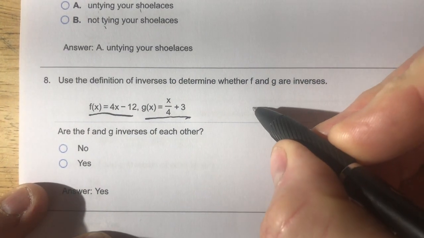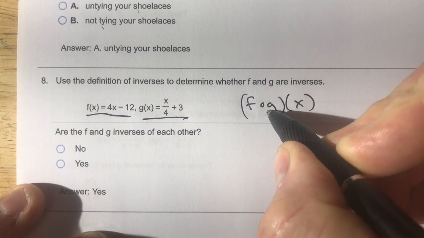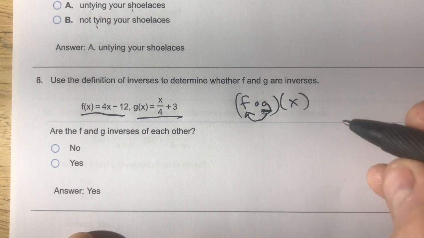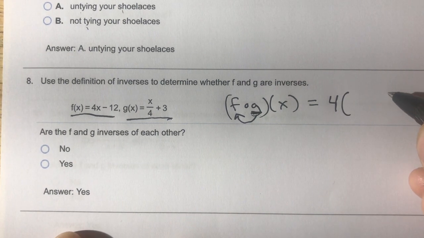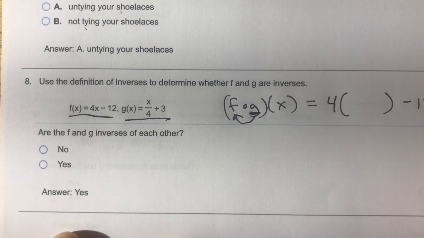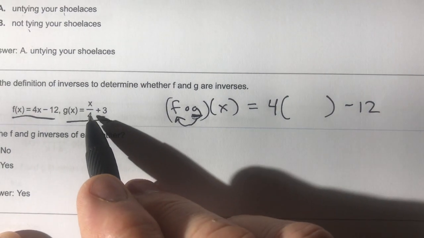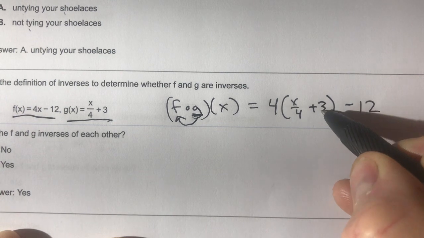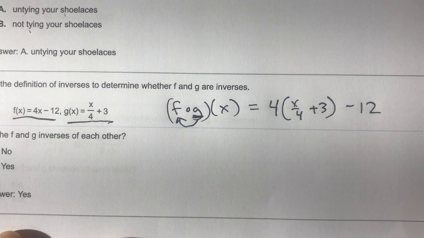All right, so what I want to do is f of g of x, which means I'm going to take the g function and put it in the f function. Okay, well, here's what that's going to look like. My f function, I'm just going to write it out, 4x minus 12. Okay, and then right there where x is, I'm going to put the g function, which is x over 4 plus 3. All right, then I'm going to simplify this down, and I should get x if they're inverses.